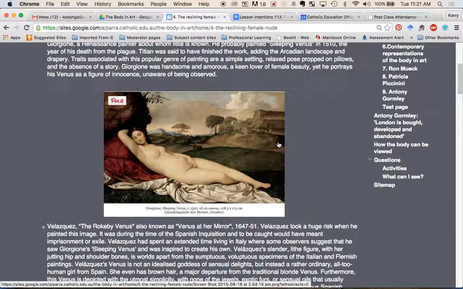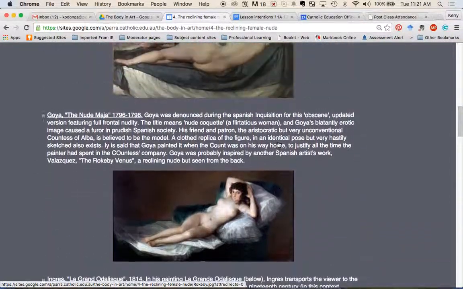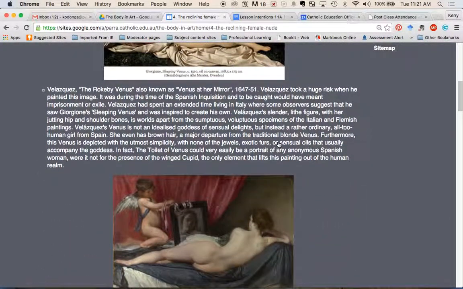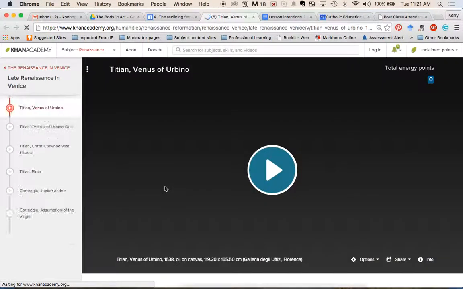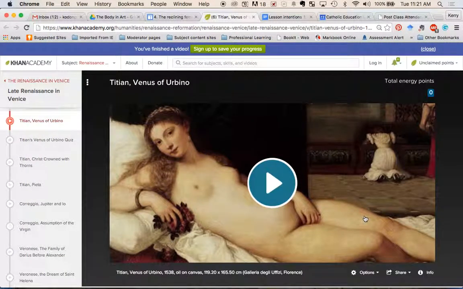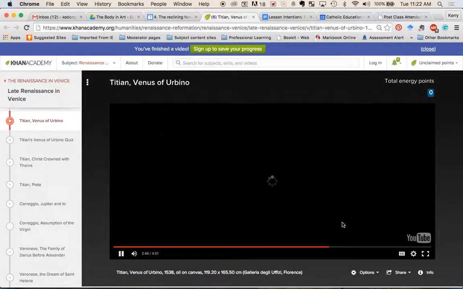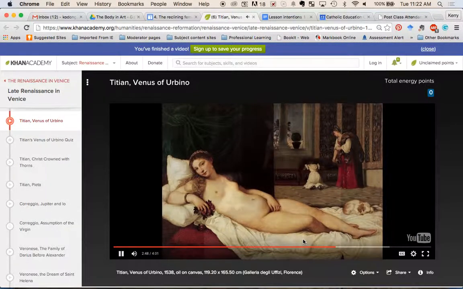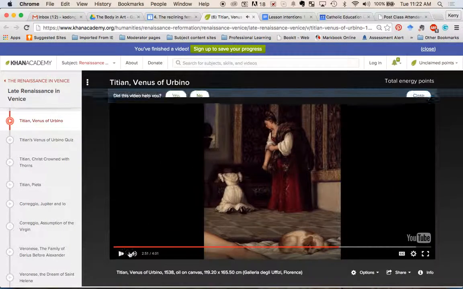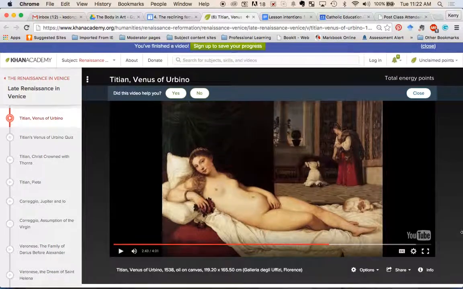Titian, with his artwork, The Venus of Urbino, which I don't have a copy of just here at the moment. If we go back to the reclining nude here at Khan Academy, we'll see Venus of Urbino here. We're not going to listen to it, but there's the image there. We know from watching this video yesterday that there are specific things that take place on this video. We'll just pause it and go back to the full image.